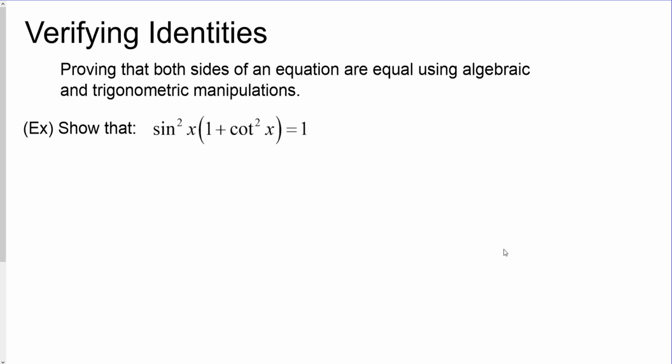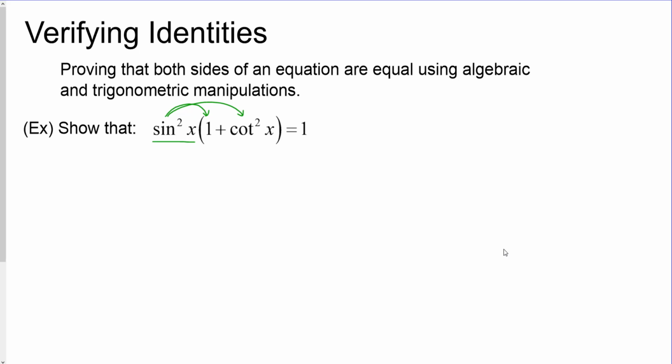In order to do this, you have to use some algebra and some of your fundamental identities together to prove that this is true. The first thing I would do in this particular problem is, since sine squared x is sitting outside these parentheses, multiply it into these parentheses.